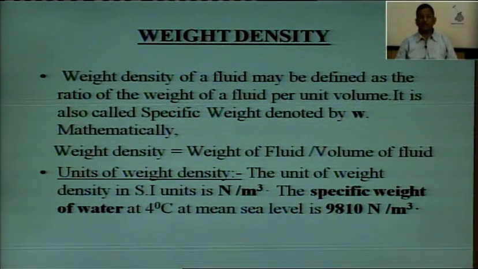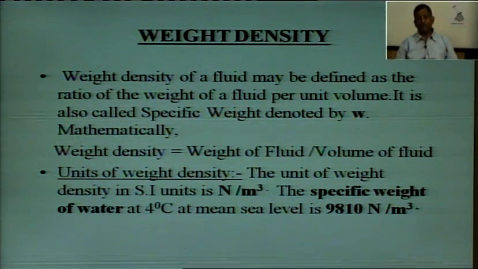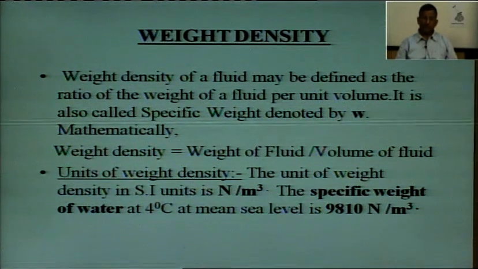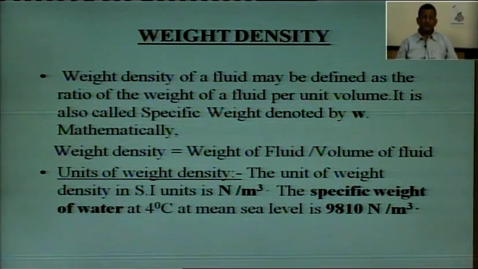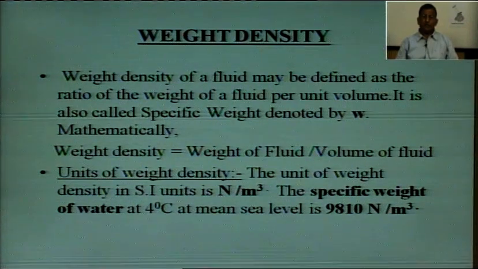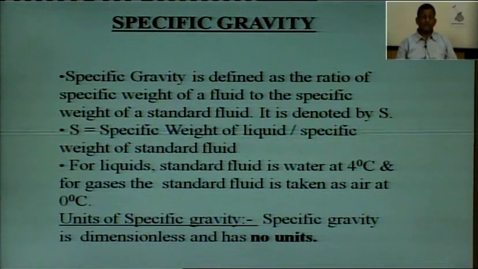So, its units in SI units are Newton per meter cube, and the specific weight of water at 4 degree centigrade at the mean sea level is 9810 Newton per meter cube. So, weight density is the weight of the fluid divided by the volume of the fluid, its units in SI units are Newton per meter cube, and its value comes out to be 9810 Newton per meter cube.